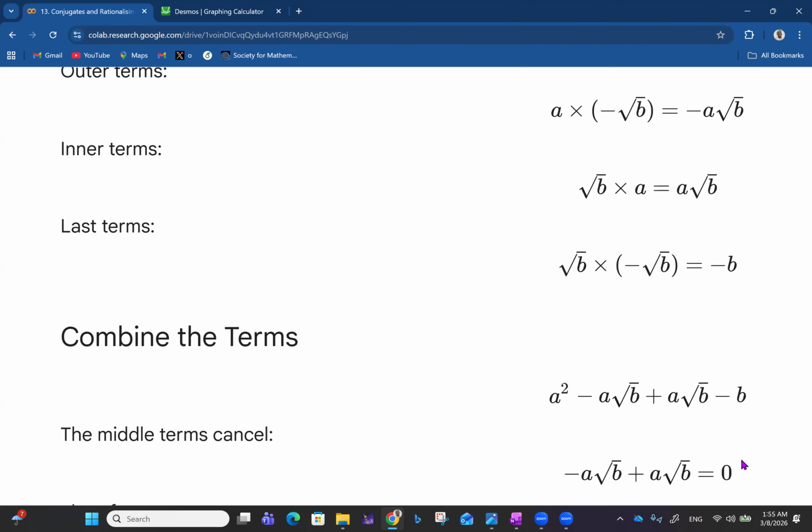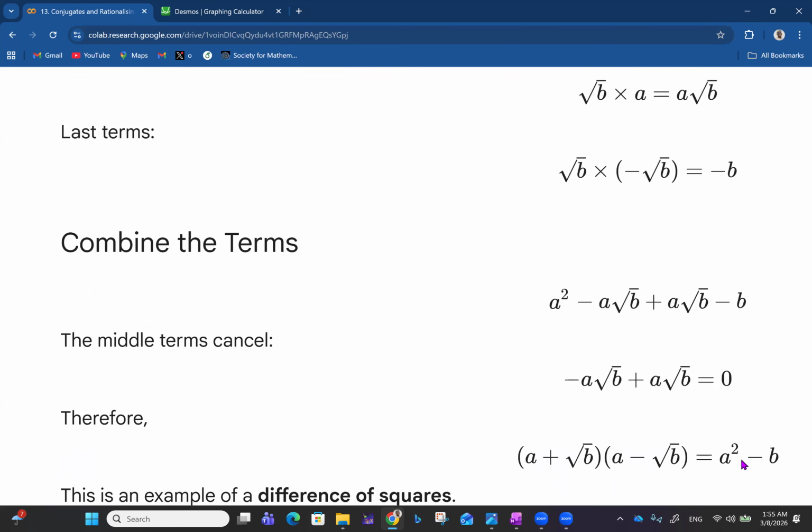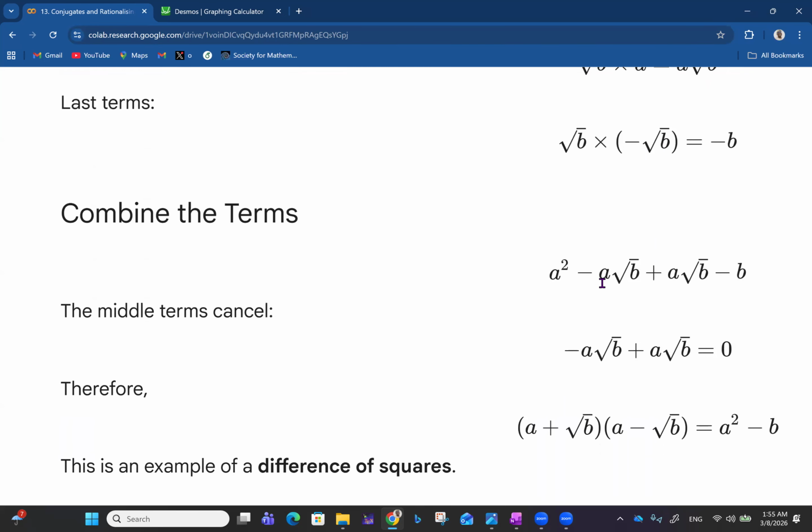If you put it all together and combine all the terms, you have a squared minus a root b plus a root b minus b. Minus a root b plus a root b is zero, that will go. Then you have a squared minus b. So this whole expression, a plus root b into a minus root b, is a squared minus b. And this is an example of difference of squares, which we have applied in the past.